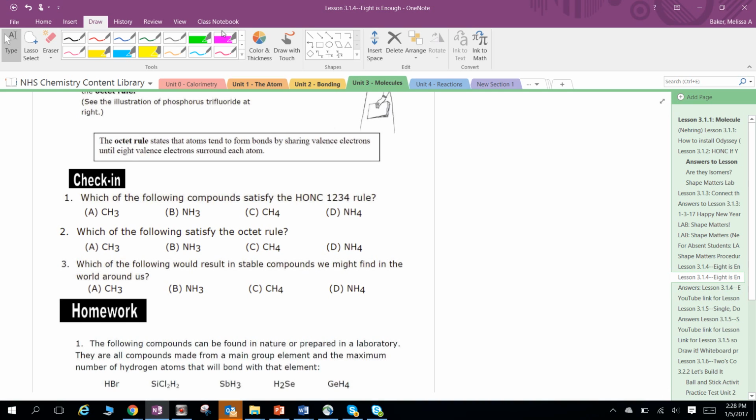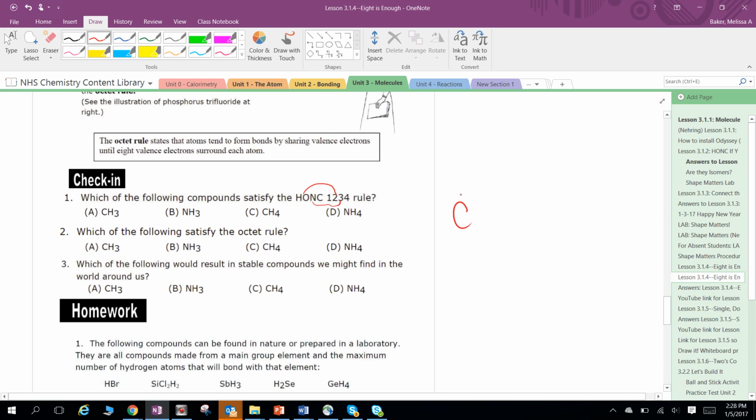Let's take a look at the homework for lesson 3.1.4. There can be more than one answer for each of these. Which of the following satisfies HONC 1, 2, 3, 4? Remember that means that hydrogens can form one bond, carbons can form 4, oxygens form 2, nitrogens form 3.